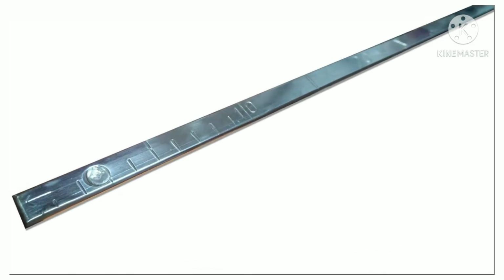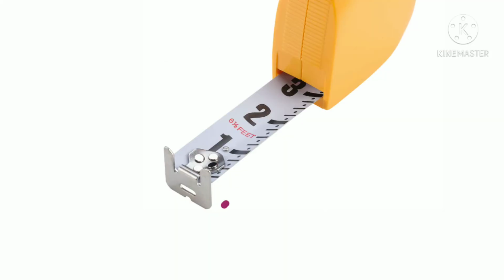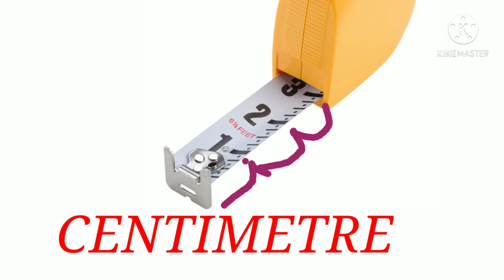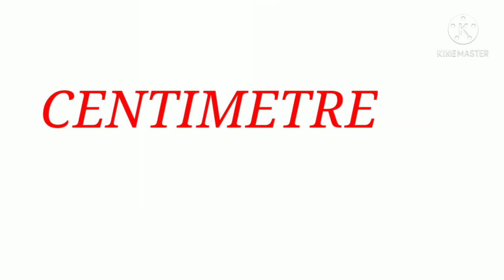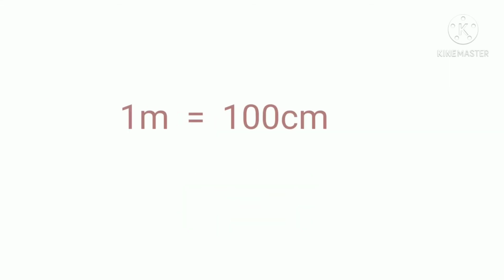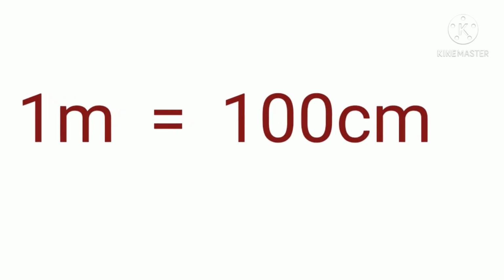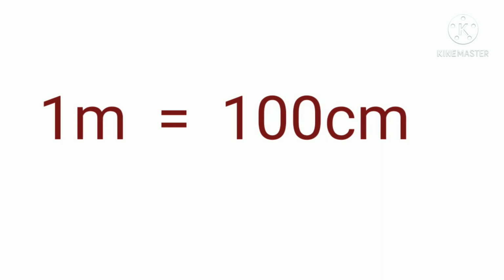This is a meter rod. This meter rod is divided into 100 equal parts. Each part is called a centimeter. In short, it is written as cm, small c, small m. 1 meter is equal to 100 centimeters. Here 1 meter is written as small m. Centimeter also you should write as small c, small m.